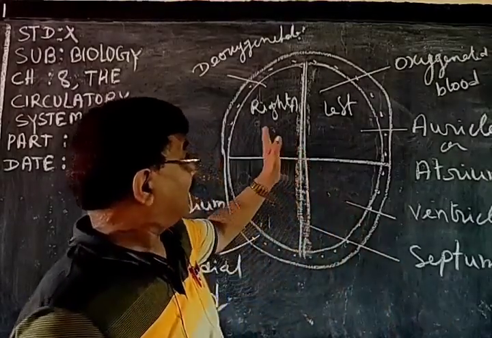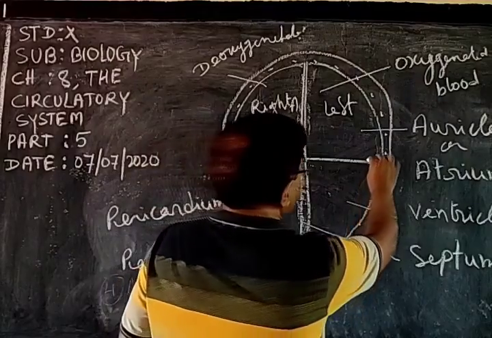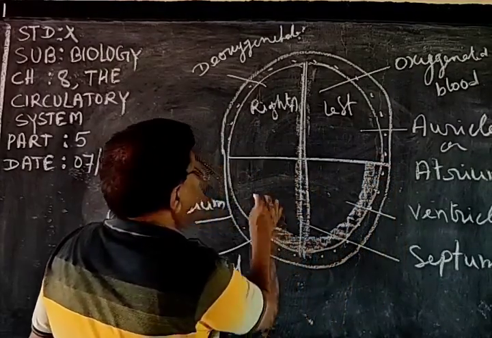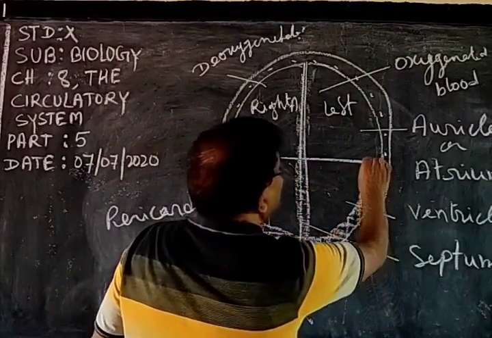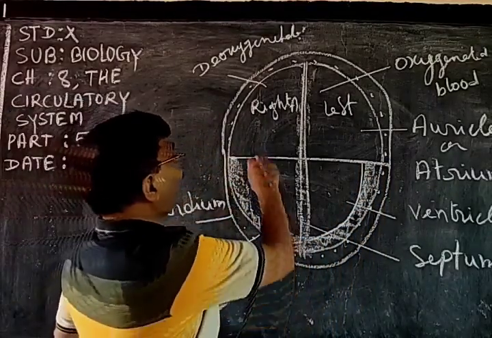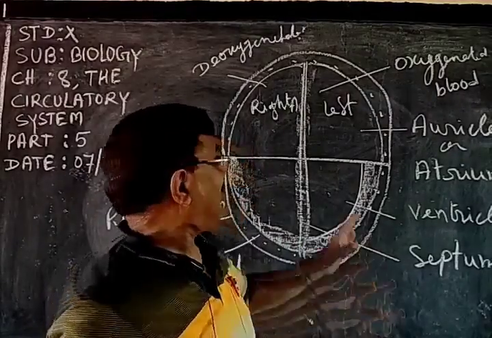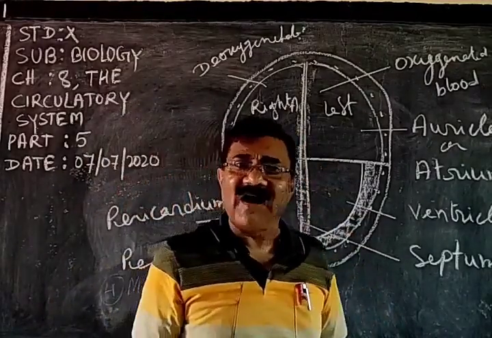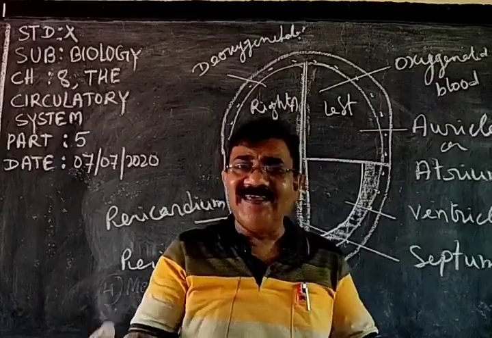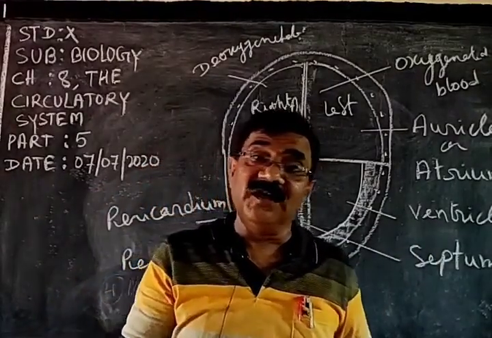Yes, auricle and ventricle we have understood. Now come to the left part. Here is the wall. You can see the wall of the ventricle is thicker compared to the wall of the auricle. Why? Give reason. Auricle receives the blood either from the body or from the lungs.